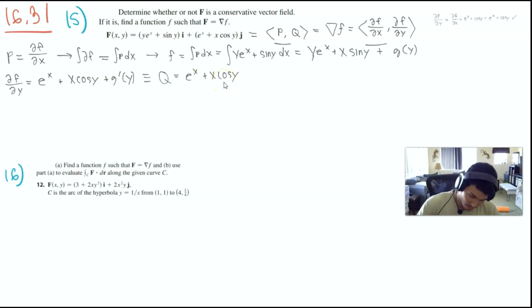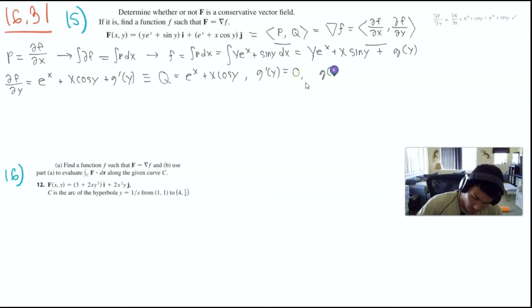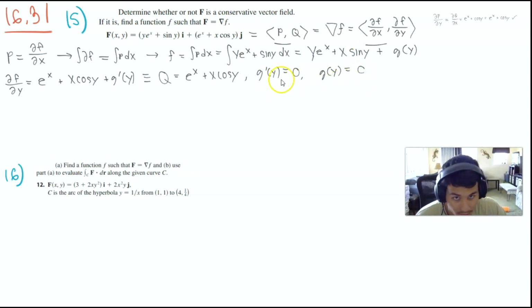It tells me that g of y, the only function of g of y that it could possibly be is 0. Okay. And if g prime of y is 0, then if you integrate g prime of y, it has to be some constant. And if we take the derivative of some constant, it's 0. So this should make sense here, right? There should be some logic here.